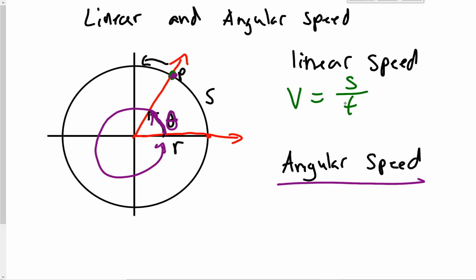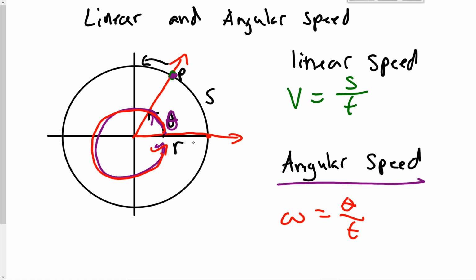And then angular speed is a little bit different. If I can remember right, lowercase omega or something like that. I'm unfamiliar with my Greek letters. Omega equals theta, so that's the angle, over time. So it's how far our angle travels over time. So those are the two different formulas.